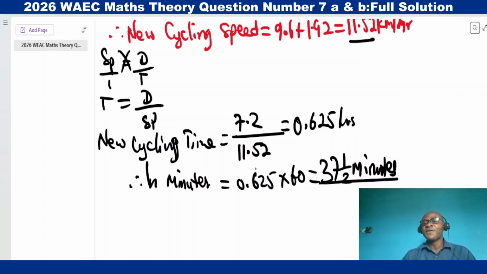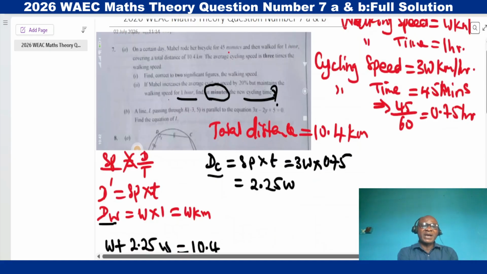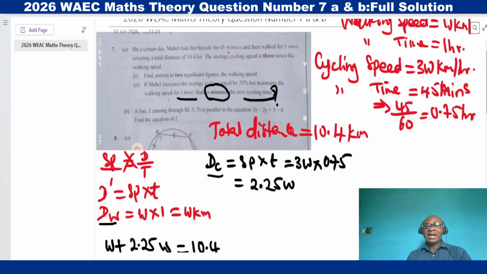All right, we move forward to question number 7B. In number 7B, we are given a line L passing through a point K, and the coordinate of K is -3,5. So there is a line L passing through this point K, and it's parallel to the equation 3x minus 2y plus 5 equal to 0.